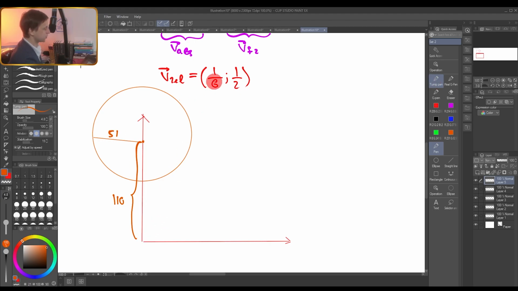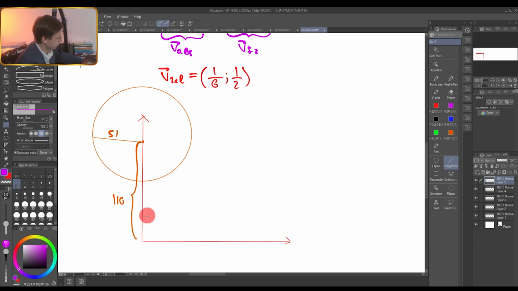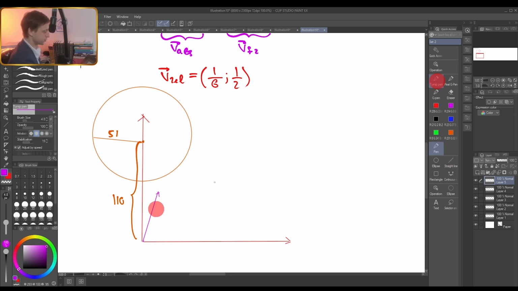However, the velocity of the car is 1 over 6, 1 over 2. So now it moves like this. So this vector should be directed like this, and because you can see, right, the x component is 3 times smaller than the y component, and therefore the direction of this velocity is something like this. Okay? So it is a relative velocity of the car.